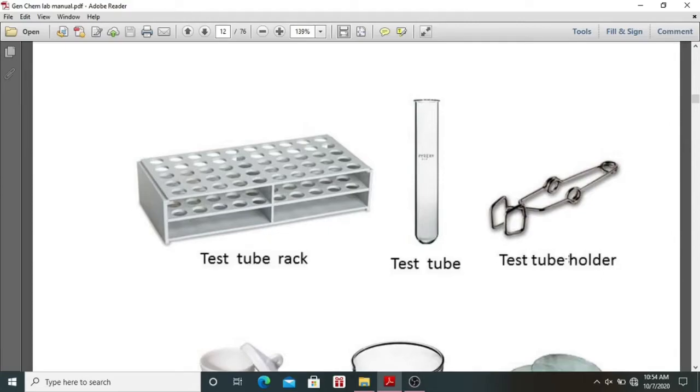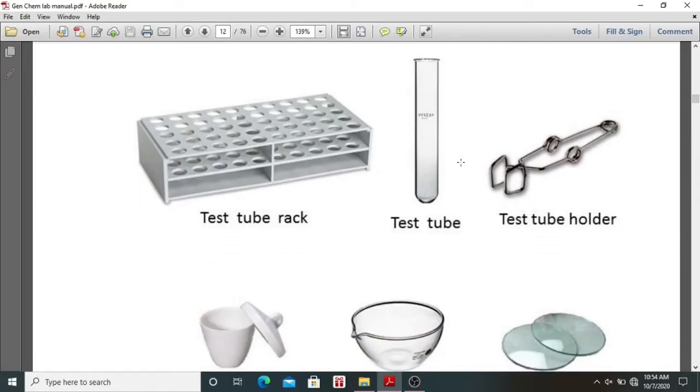And you have also a test tube holder. Of course, this is used to hold your test tube, especially during experiments that involve heating your test tube, so you need to have a test tube holder.